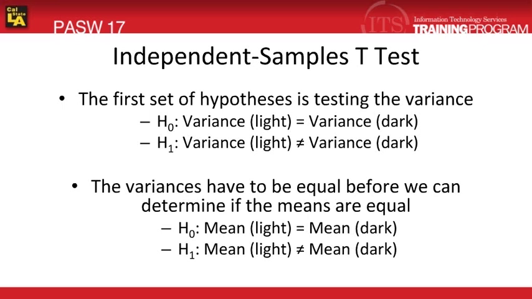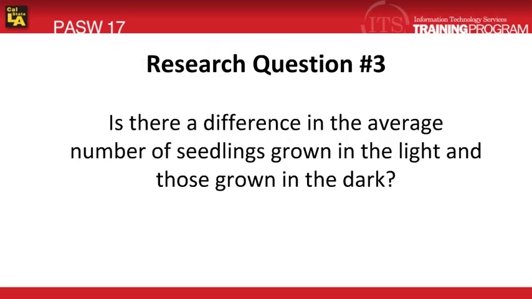To get a better idea, let's check out the following scenario. In this example, 20 Petri dishes each contain 10 celery seeds. 10 of the dishes were kept in the dark for 1 week. The other 10 were placed under a grow light for the same amount of time. At the end of the week, the number of seeds that sprouted was counted in each dish. With the data collected, we want to answer the research question: is there a difference in the average number of seedlings grown in the light and those grown in the dark?